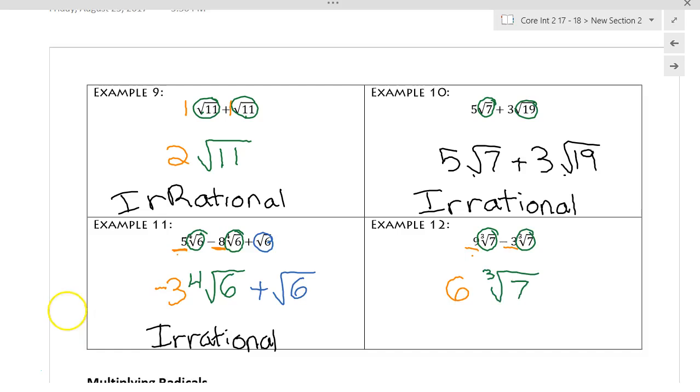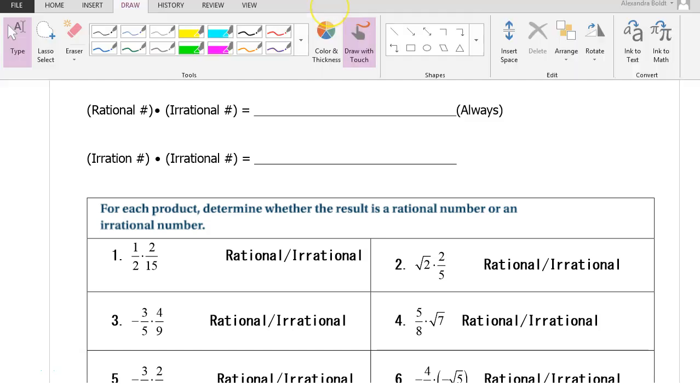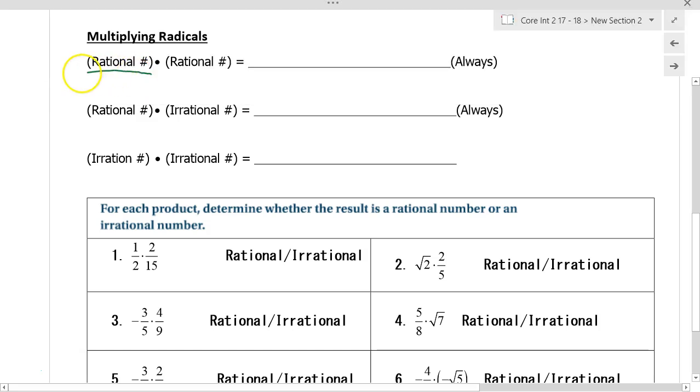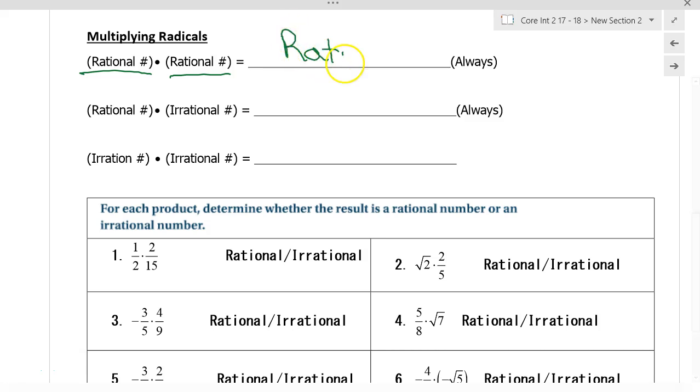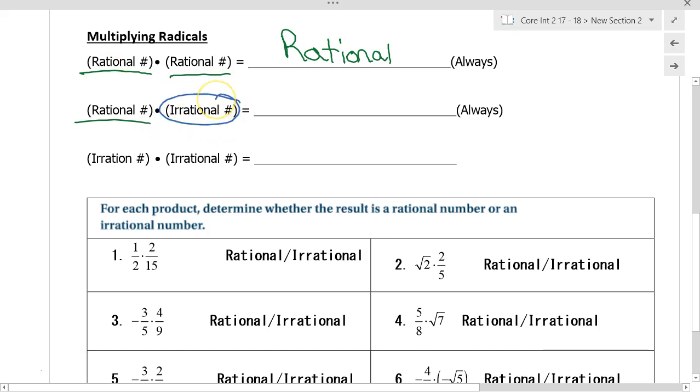Okay. Looking at my next section, I'm going to look at multiplying with radicals. A rational, right, so same type of thing. If I have a rational number and another rational number, when I multiply, they will always be rational. Always. If I have a rational number and I multiply it by an irrational number, it will always be irrational.